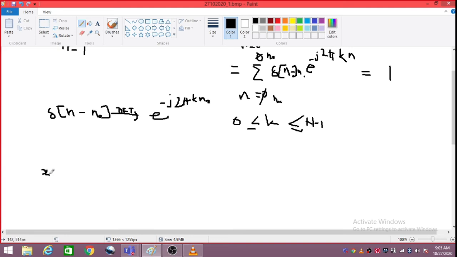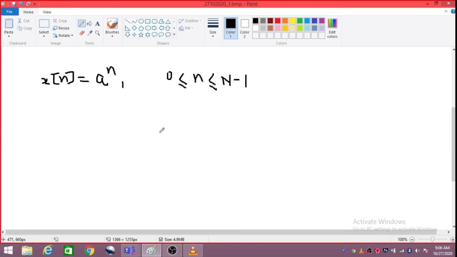Suppose xn is equal to a raised to power n for 0 to n minus 1. इसके लिए DFT निकालिए. इसका DFT क्या होगा?